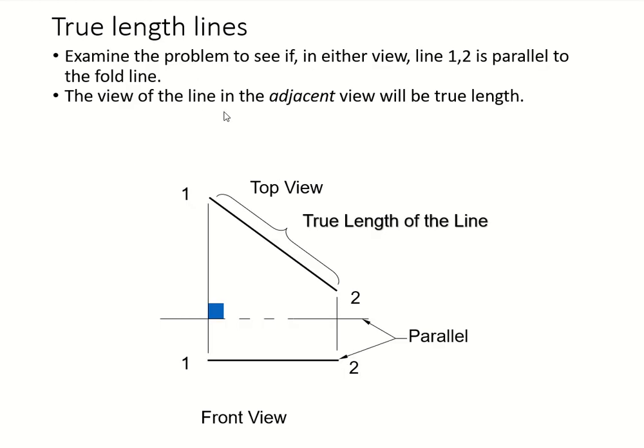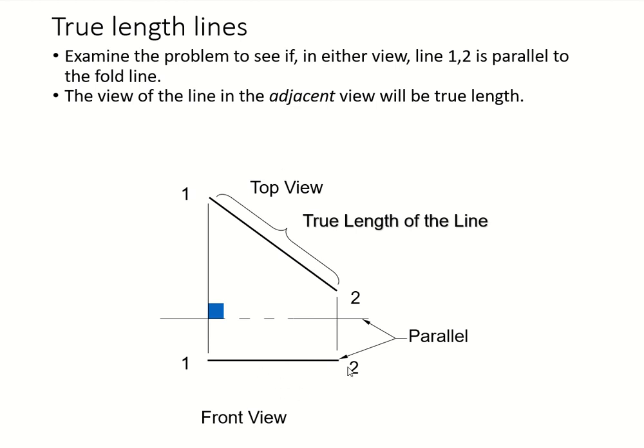So let's take a look at it. Here's your first problem, your true length problem. We've got line 1, 2, and that is parallel to the fold line. So right here is your fold line. It is a fold line because of this little two-dash pattern right in there. So as soon as you look at it, you should be able to recognize the difference in the drawing between the two lines. So here, look at this, it is perpendicular to this full line. And the only line that is parallel to your fold line is line 1, 2.